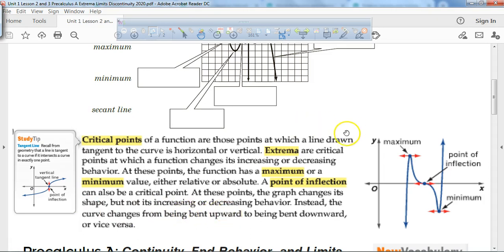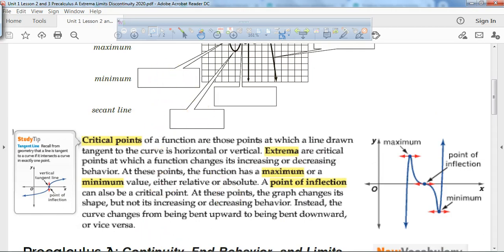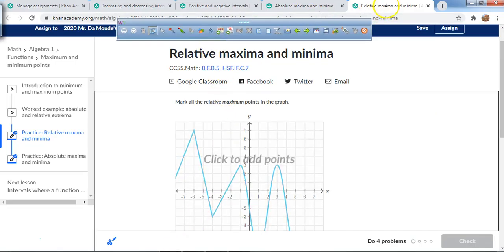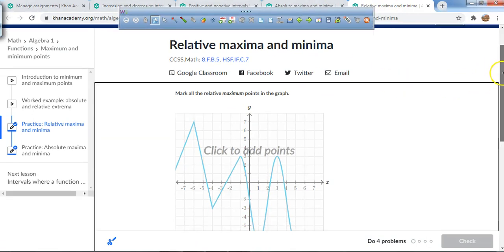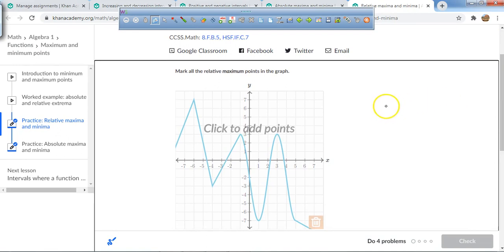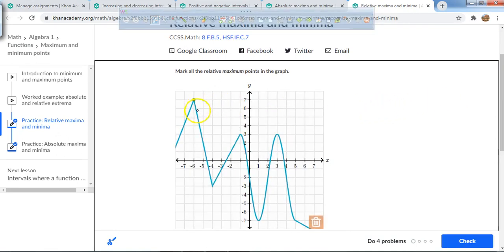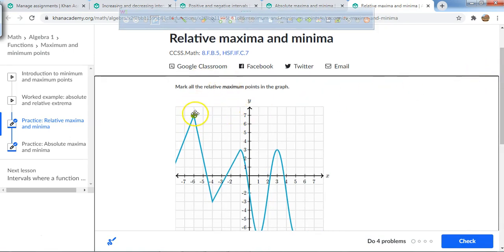All right, so now what we're going to do is go over to Khan Academy. We're going to take a look at some problems here. Let's go to relative maximum and minimum. This one says mark all the relative maximum points. Now here's the thing: technically that's the absolute maximum, but in Khan Academy, just go ahead and select it. That's a maximum, that's a maximum, that's a maximum. So when it says relative maxima or minima in Khan Academy, mark all the relative maximums, even the absolute maximum if there is one.